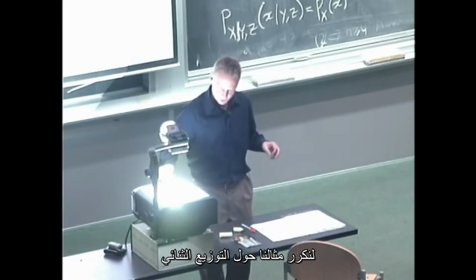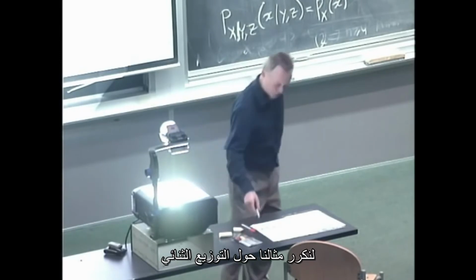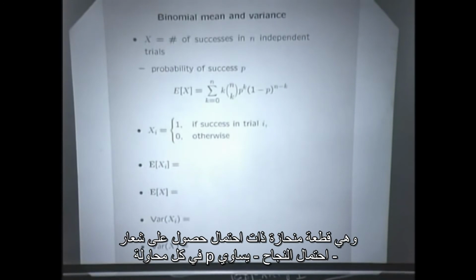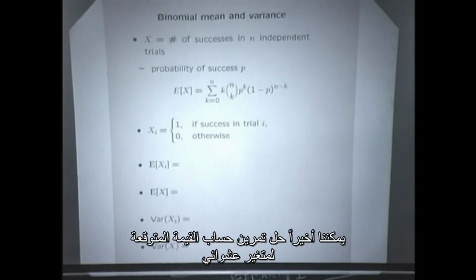So let's revisit our old example, the binomial distribution, which counts the number of successes in n independent trials of a coin. It's a biased coin that has a probability of heads, or probability of success, equal to p at each trial. Finally, we can go through the exercise of calculating the expected value of this random variable.